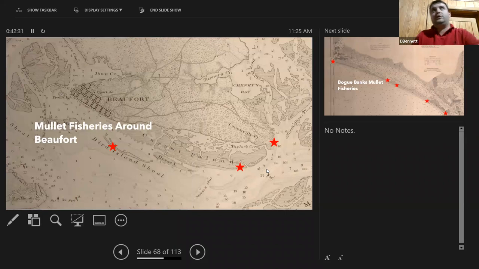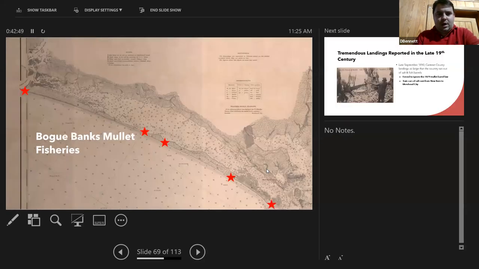Bird Shoal, which was established in the 1850s by the Piver family, and they actually planted marsh grass to stabilize the island for the fishery. And there is a mullet fishery on Carrot Island as well as Lennoxville. There are a lot of mullet fisheries on Bogue Banks, and these red stars indicate where some of the largest and most popular ones were located, but there are more than just these.